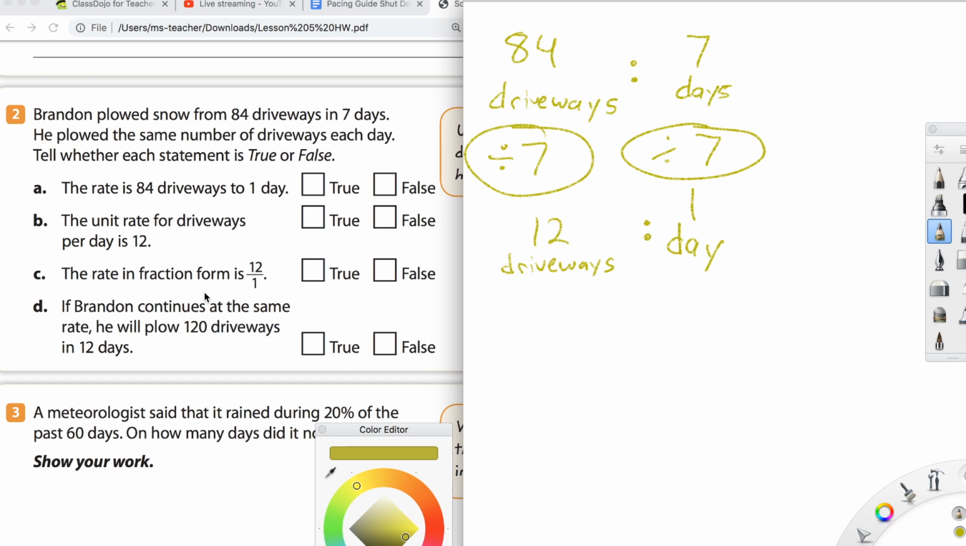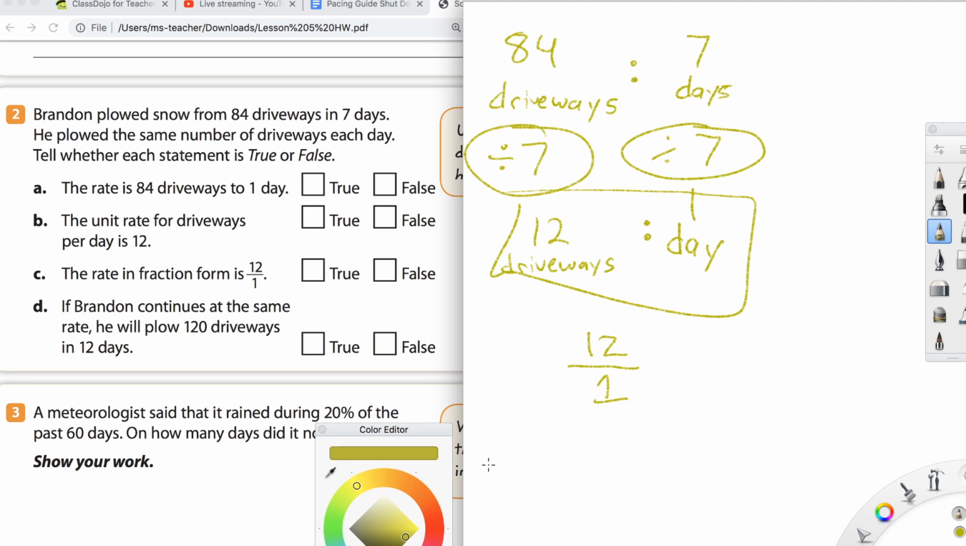The rate in unit fraction form is 12 to 1. So if I made this ratio right here into a fraction, the first number always goes on top and the second number goes on the bottom. So this rate in fraction form would be this. That would be true for part C. Now let's look at the last one, part D.